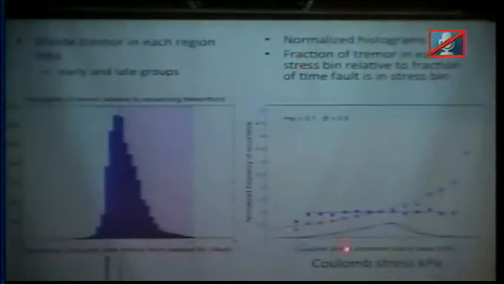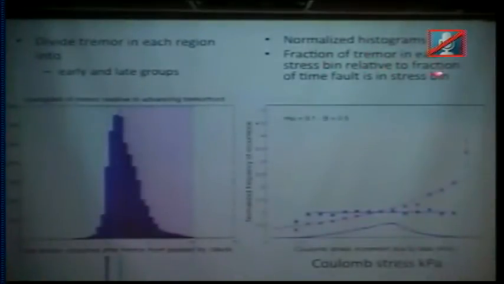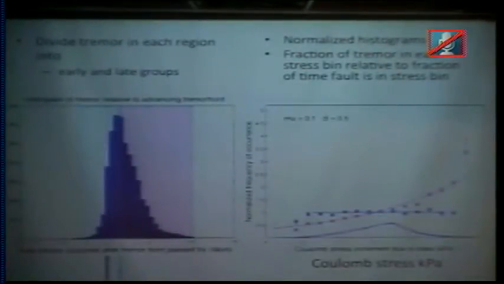And so we can view it as the fraction of tremor in each stress bin. So each of these is a stress bin, relative to the fraction of time that the fault spends in that stress bin. So I need to calculate this for every different location and add them all up and make sure I've normalized properly.